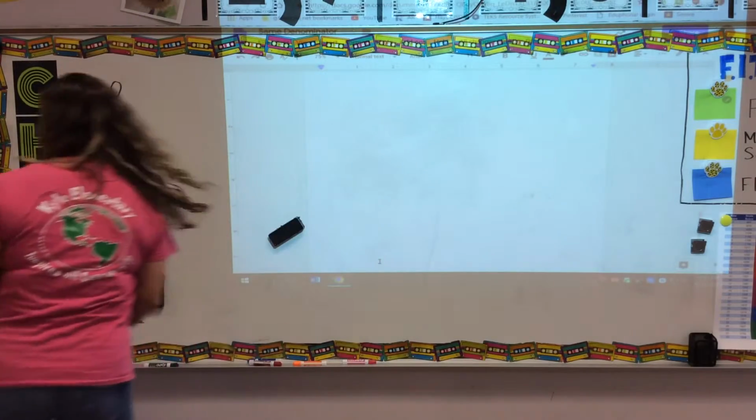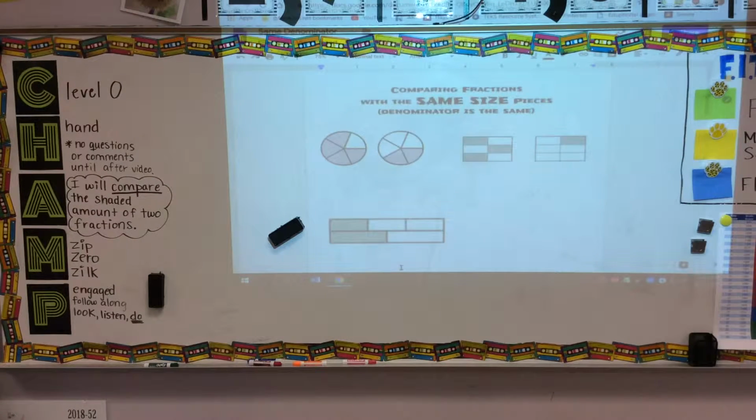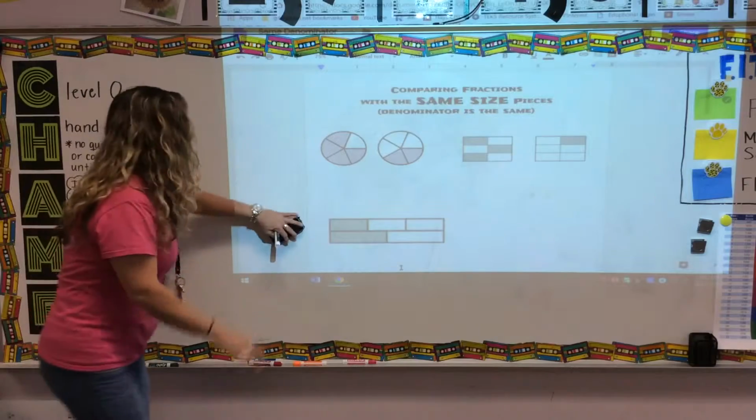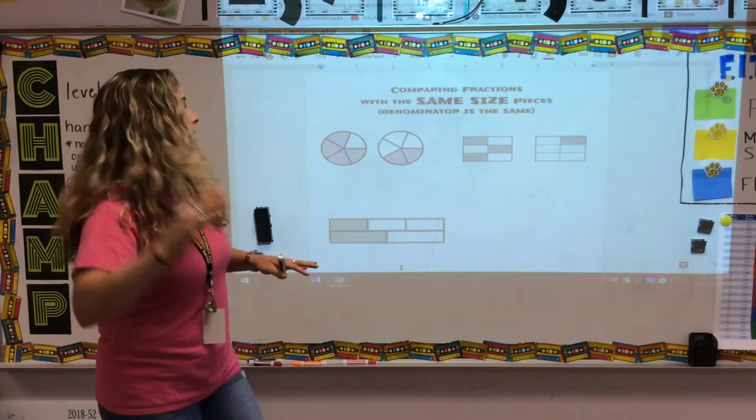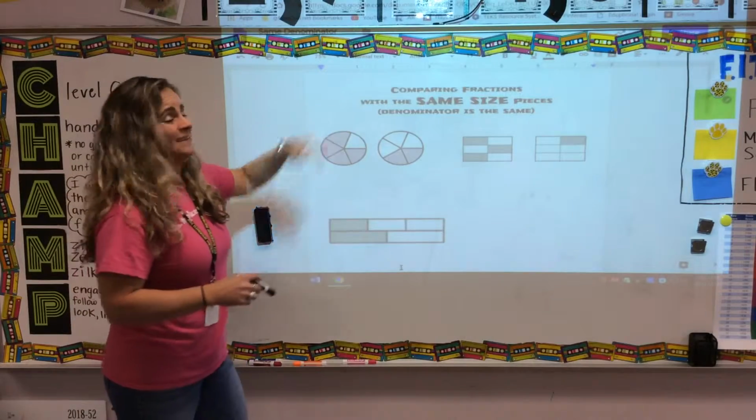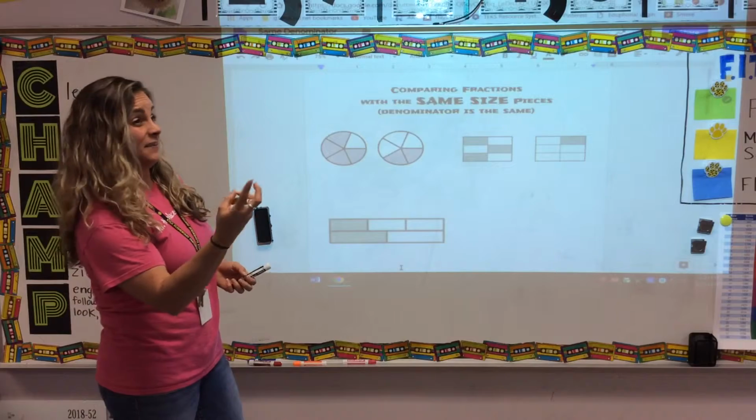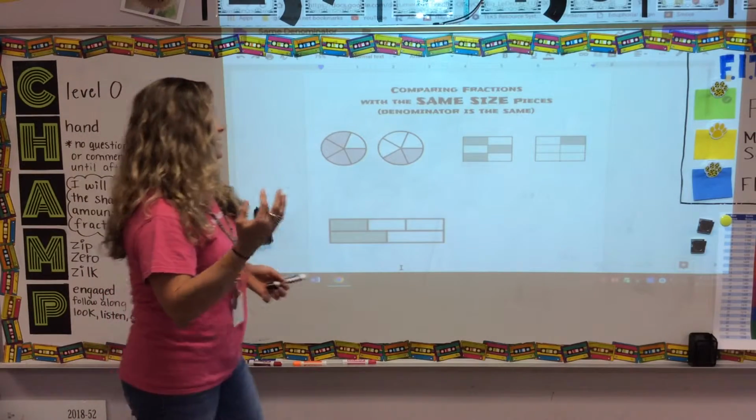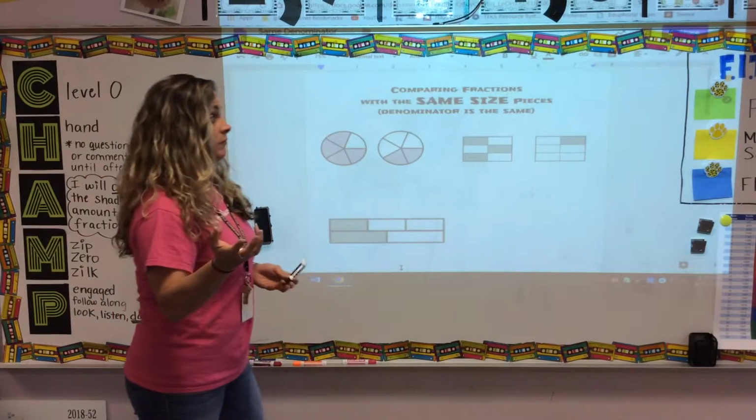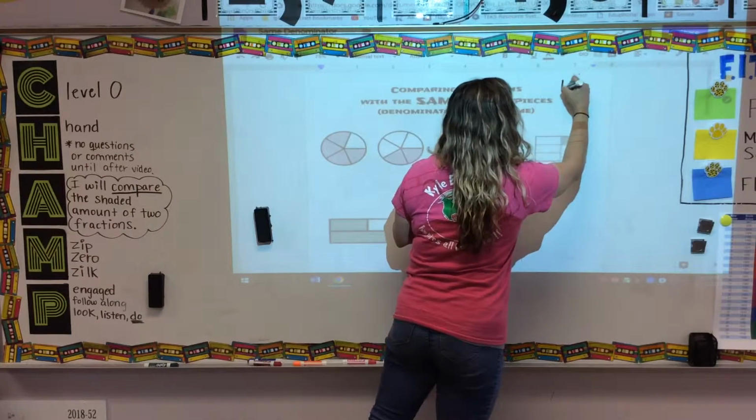Okay, so guys, honestly, I don't even know what page this is in your packet, but it's the comparing fractions with the same size piece. I believe we did 9, 10, 11 today, so it's got to be page 12, I think, okay? So don't quote me on that. I think it's page 12.